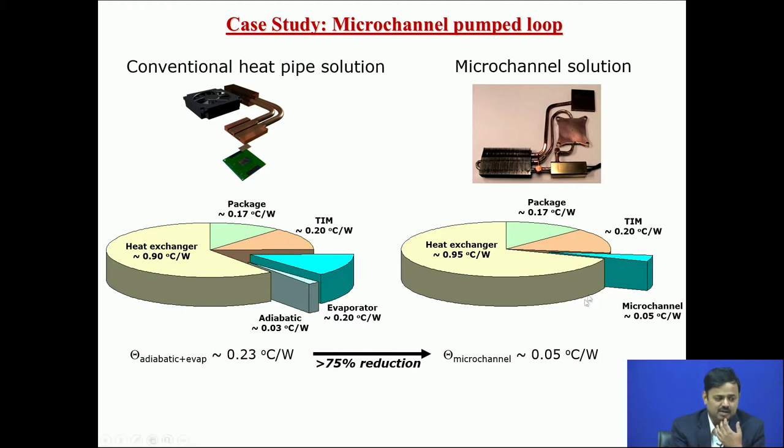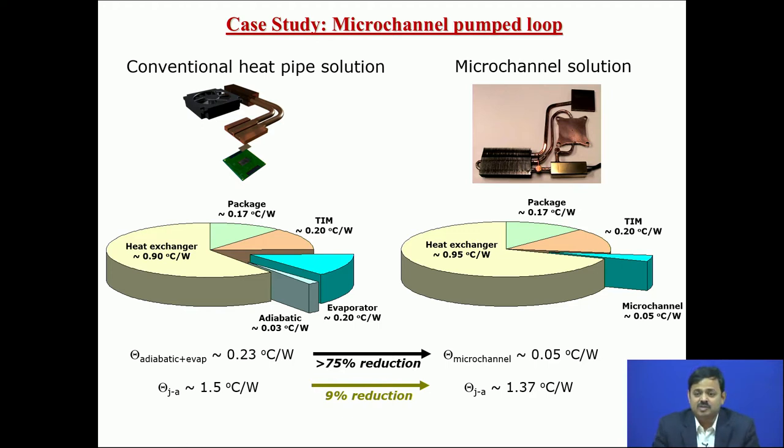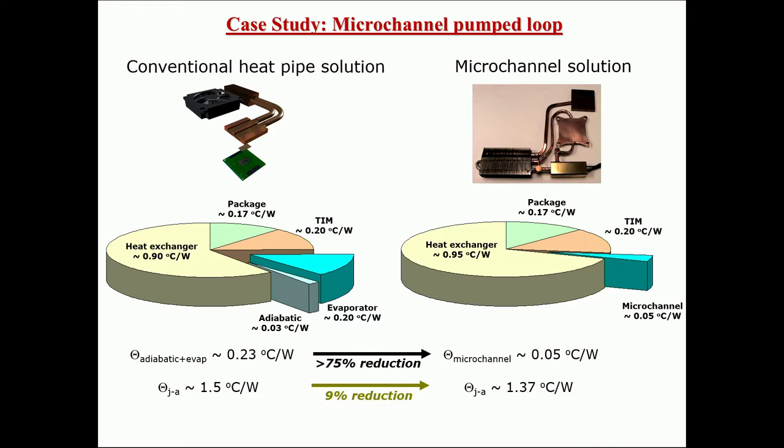Okay. But what about the total? 1.5 became 1.37. Okay. So, right at the cold plate level, yes, I would say I have made it 75% better, but if you take the entire system, it was less than 10% improvement. And 10% improvement at what cost?